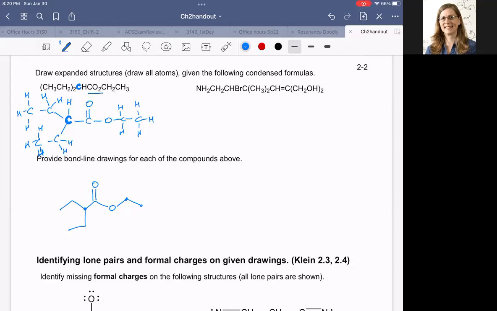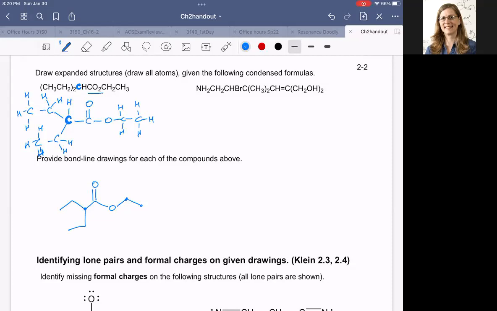Okay, now the bond angles don't have to be beautiful in a line drawing, but typically we draw everything kind of at a 120-degree bond angle so that they're not overlapping with each other, and they're kind of representing what the 3-dimensional structure looks like to some extent. All right, how about our next one?